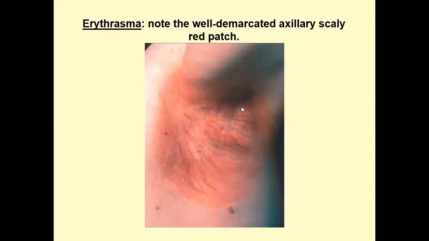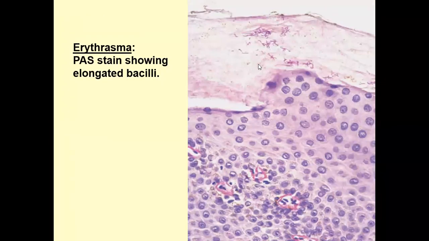Erythrasma, a well demarcated axillary red patch. Whenever there is symmetrical involvement of the intertriginous areas with brownish or erythematous diffuse plaques, always go for Wood's lamp examination. It's a superficial infection, and the bacteria will be seen in the stratum corneum.